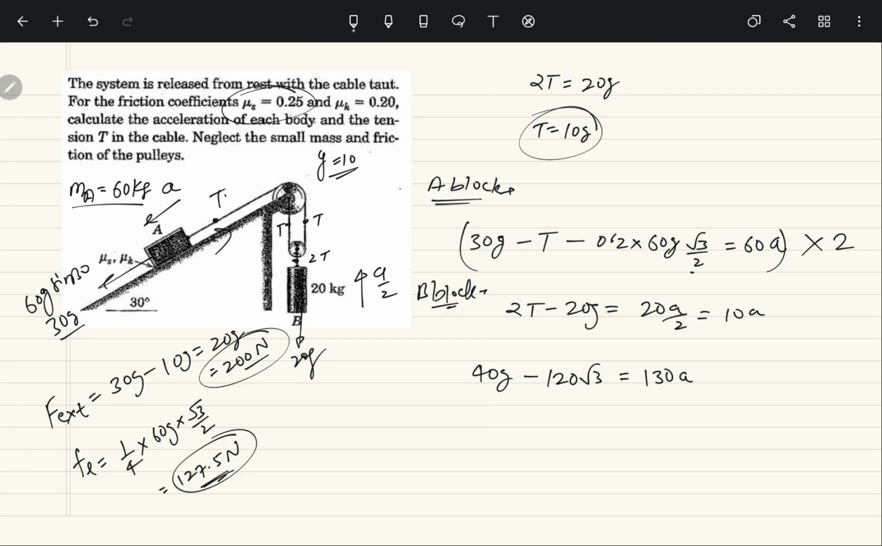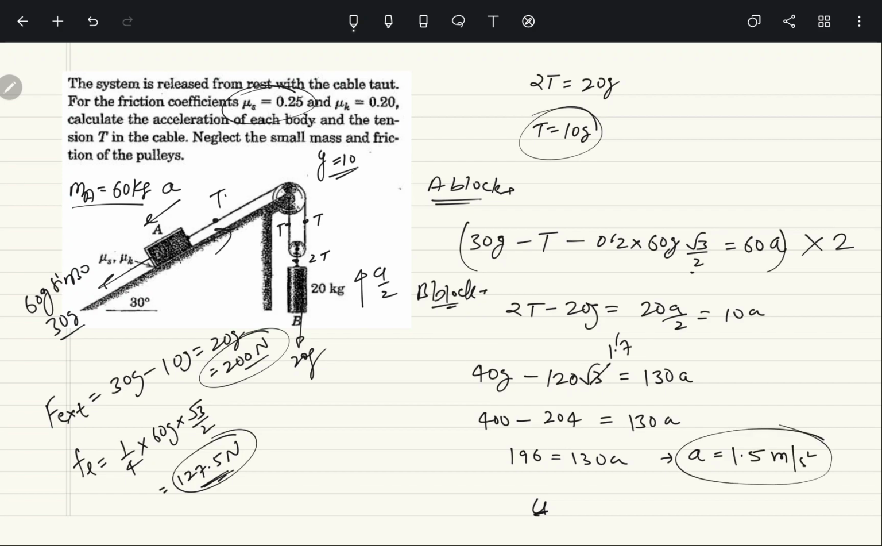Okay, so now we'll solve this. 40G, which is 400, minus 120 into, we put the value of root 3 as 1.7. So 1.7 times 120 will come as 204, equal to 130a. So it is coming as 196 equal to 130a. So I'm writing here a is equal to 196 divided by 130. So it is coming as 1.5 meters per second squared, almost.